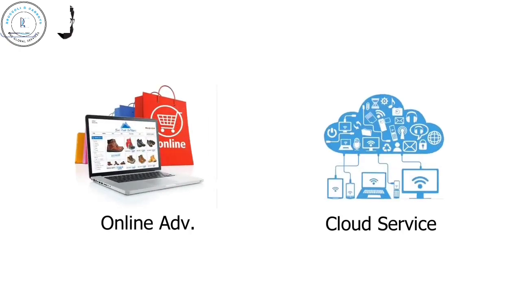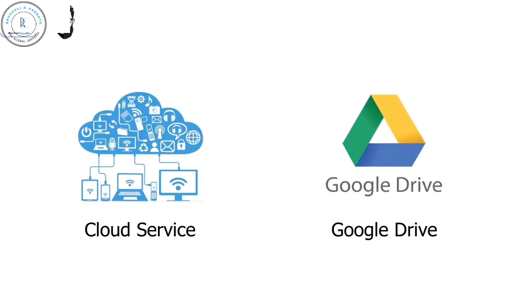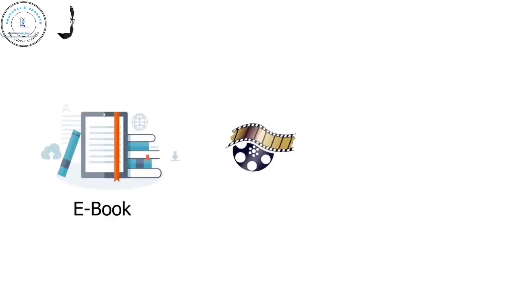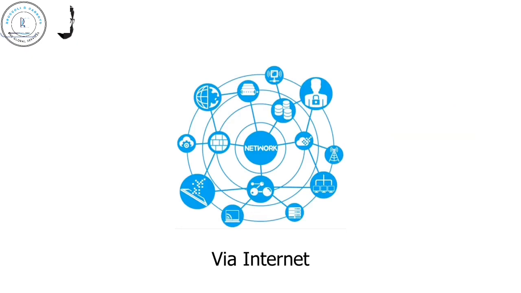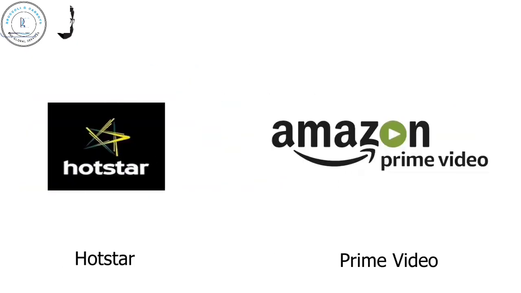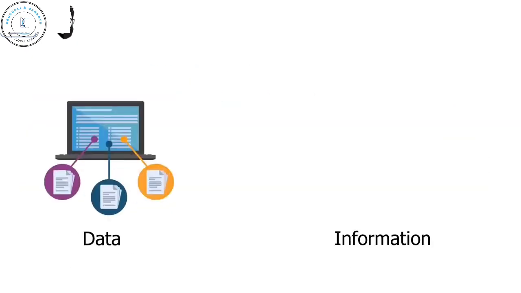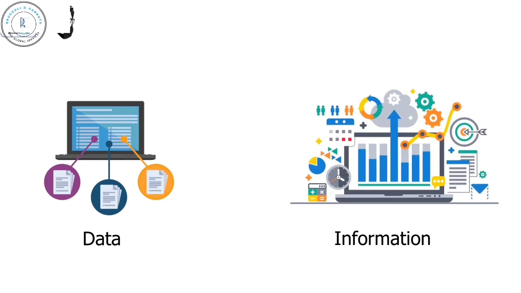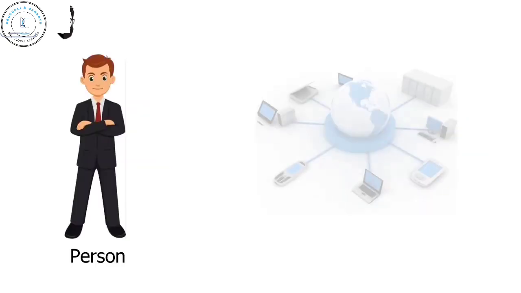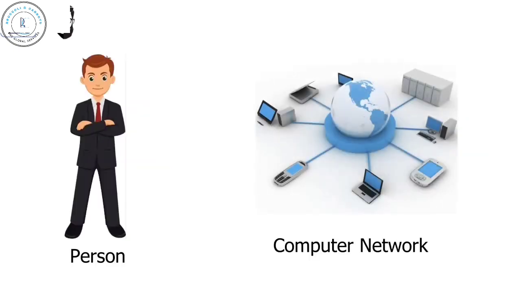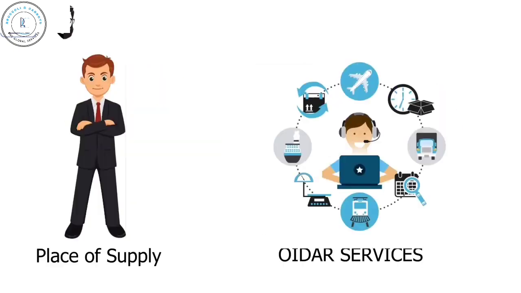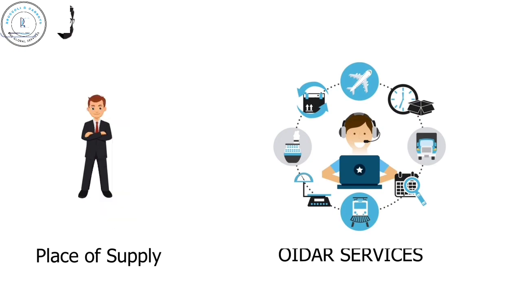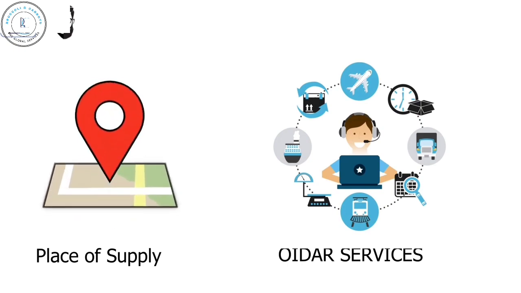Examples of OIDAR services: advertising on the Internet, providing cloud services like Google Drive, provision of e-books, movies, music, software, and other intangibles via the Internet like Hotstar, Amazon Prime Video, providing data or information, retrievable or otherwise, to any person, in electronic form through a computer network, and online game streaming. Place of supply for OIDAR services shall be the location of the recipient of services.